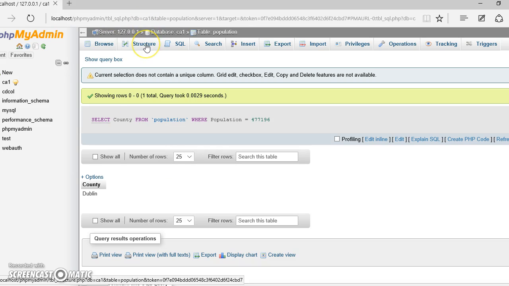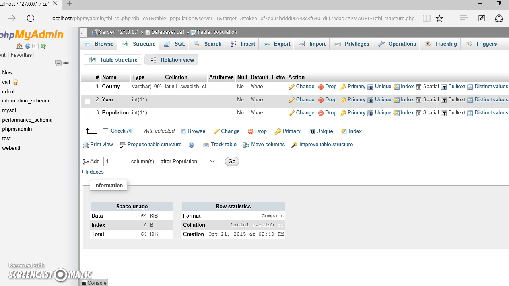While I'm here, for the structure of population, I had county set as a varchar, variable character. I just set it to 100 letters so that I knew it wouldn't exceed that. Then I had the year and population both set to integers.